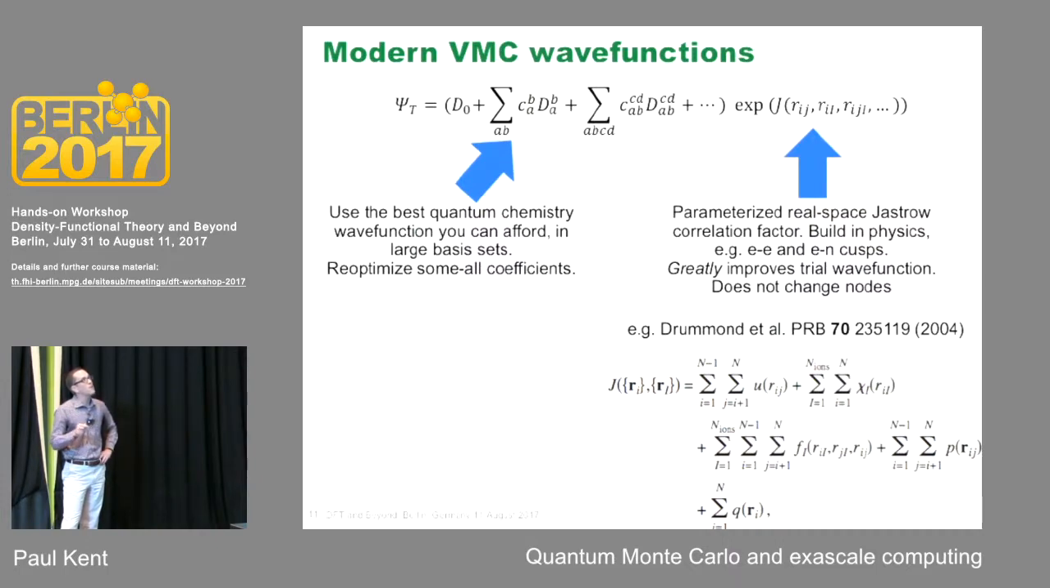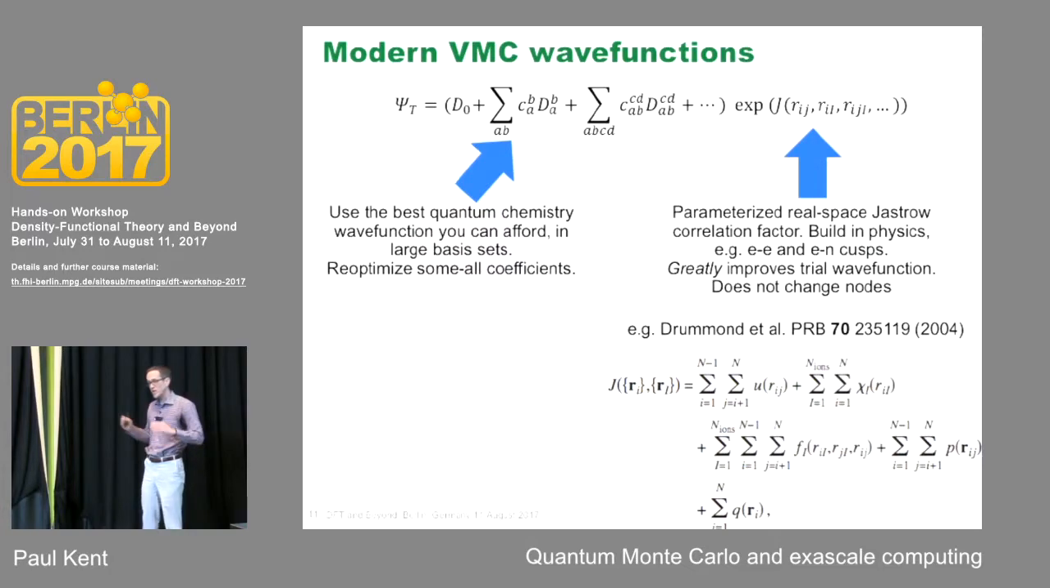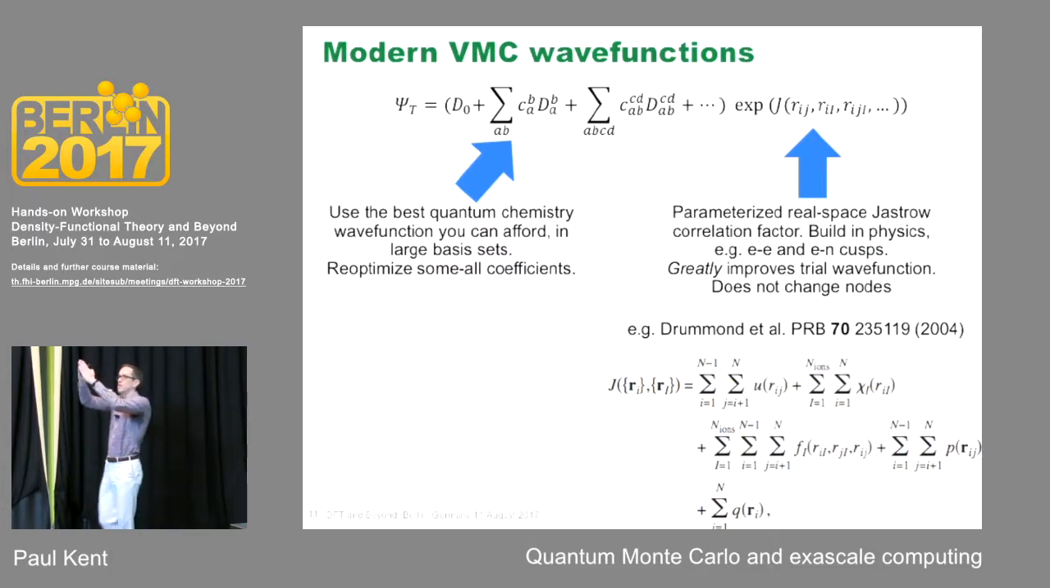This is actually where we build in a lot of physics. For example, we know that when electrons come together, there should be a cusp in the wave function. This is what makes raw configuration interaction expansions very slow to converge. In variational Monte Carlo, we just build it in analytically. You can put in electron-nuclear cusps and so on as well, and essentially build in a lot of physics to overall improve the many-body wave function.